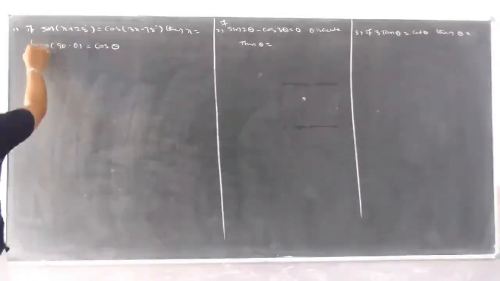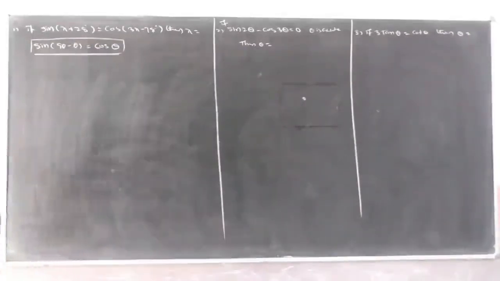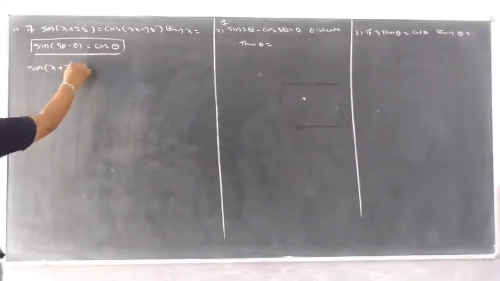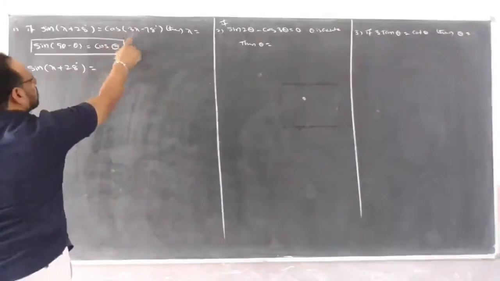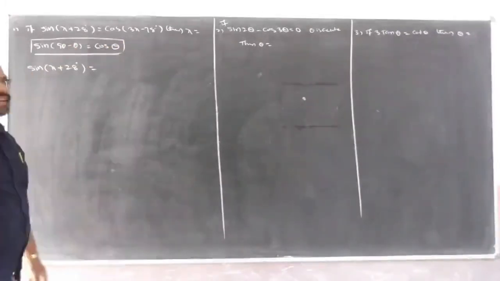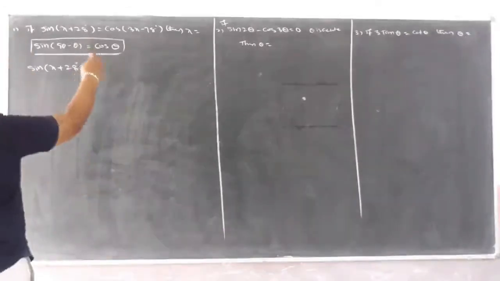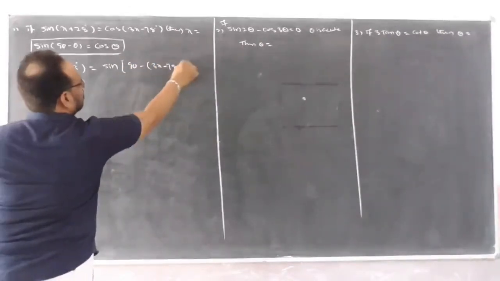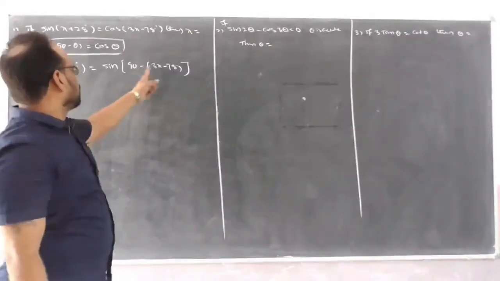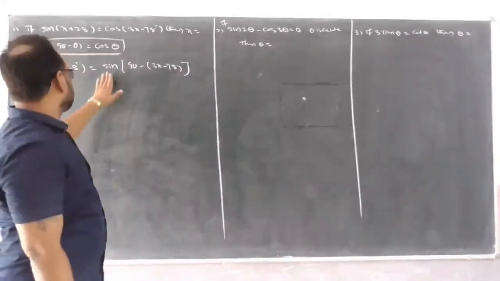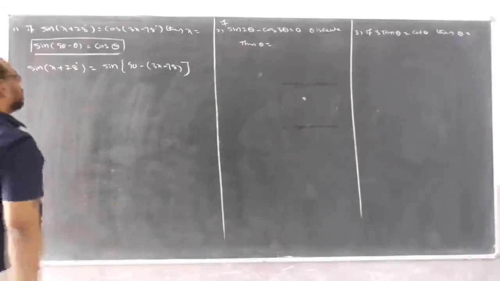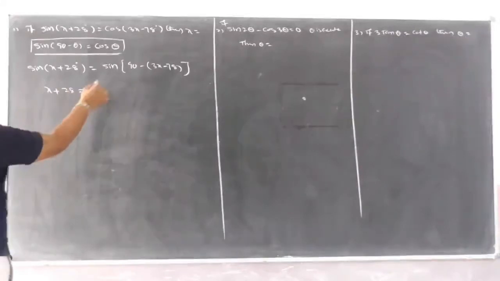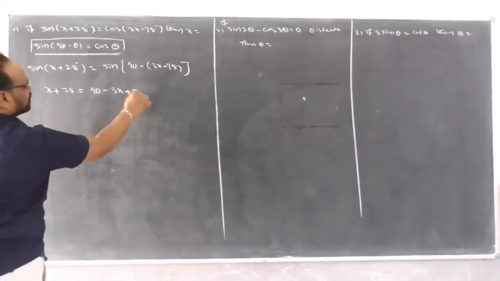Already we know that sine of 90 minus theta is equal to cos theta. So sine of x plus 28 degrees is equal to cos theta, and cos theta can be written as sine of 90 minus theta. So this can be written as sine of 90 minus (3x minus 78). Compare LHS and RHS. We get x plus 28 is equal to 90 minus 3x plus 78.